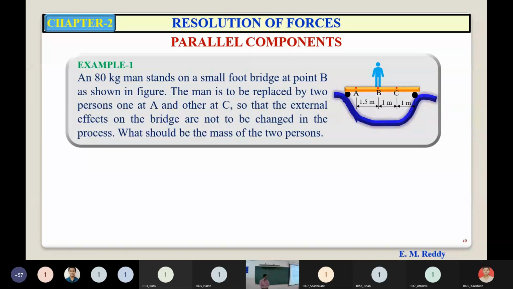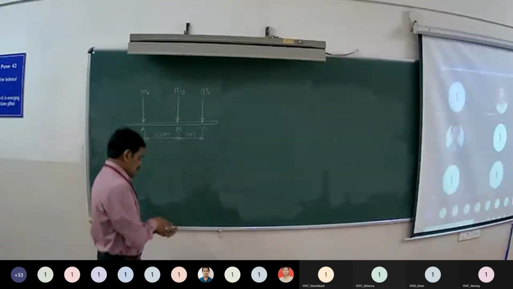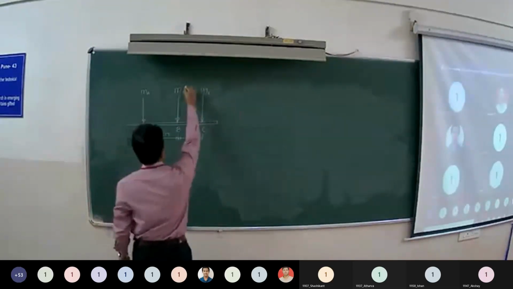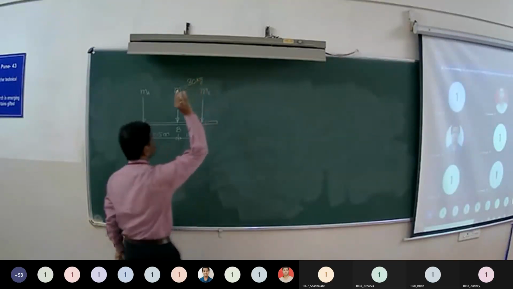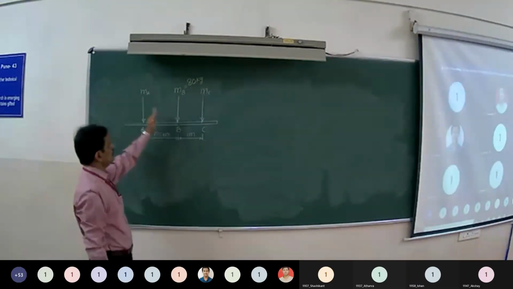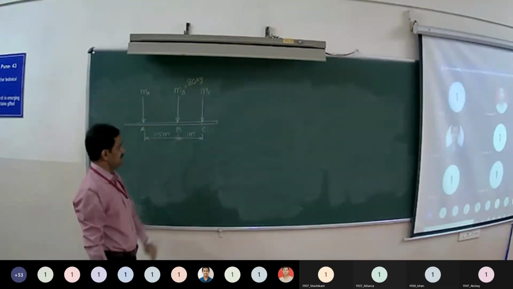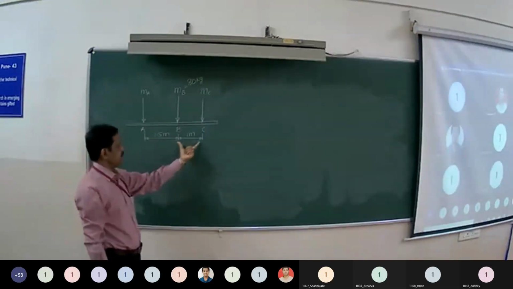Whatever the effect is applied by this man of 80 kg standing at B on the bridge, that effect should remain same. Means simply we are replacing the person who is standing at B with two persons at A and C. Other way around, we are resolving the 80 kg which is acting at B into two parallel components at A and at C. So this is the footbridge. Mass of man who is standing at B is given 80 kg. Now we have to resolve this 80 kg into two parallel components at A and C. Distance AB is 1.5 meters, BC is 1 meter.